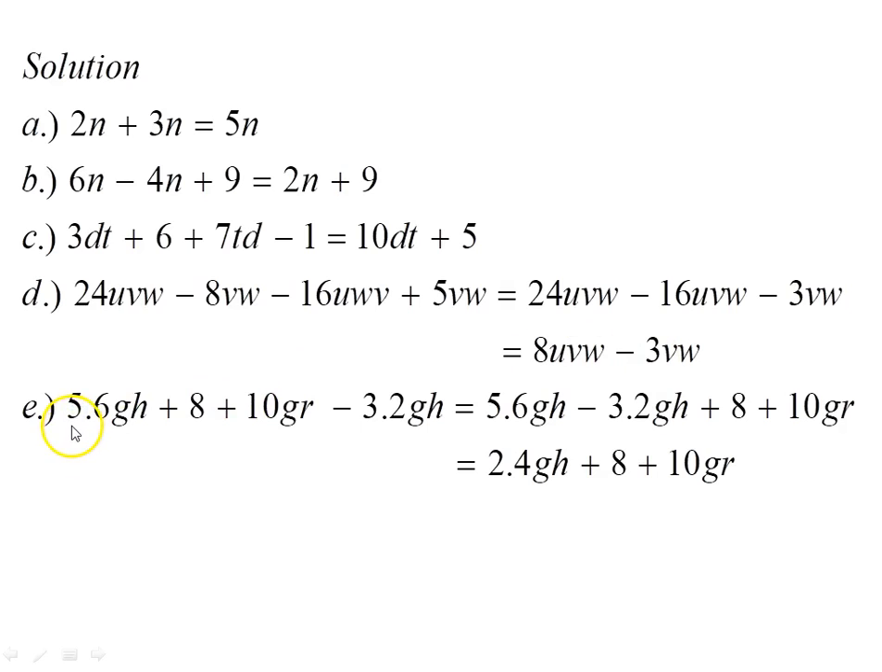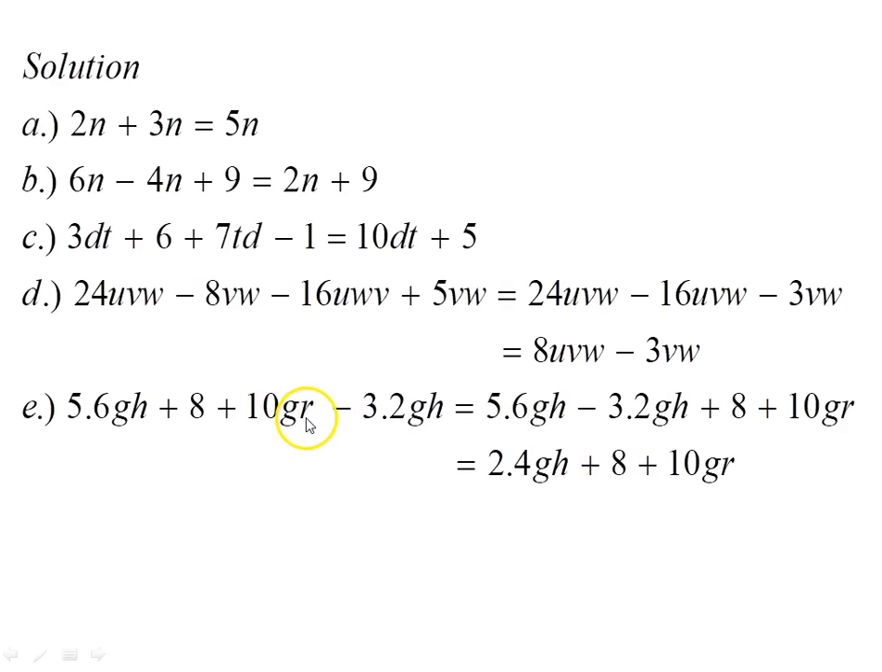Next one. Some decimals now: 5.6 times g times h plus 8 plus 10 times g times r minus 3.2 times g times h. Now the first term and the last term can go together because of the g times h with the numbers out front. 5.6 minus 3.2 is going to give us 2.4 times gh. The 8 can't be combined with anything. It's a constant term on its own, so it remains 8.